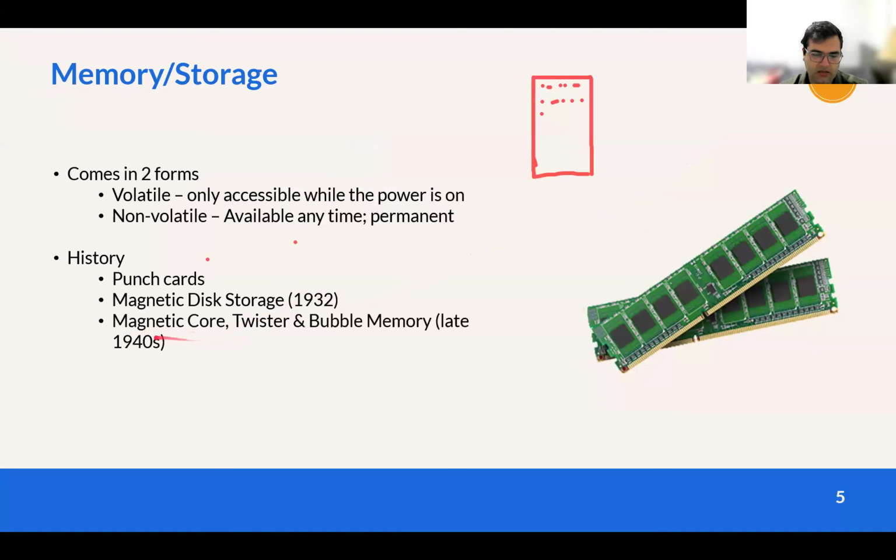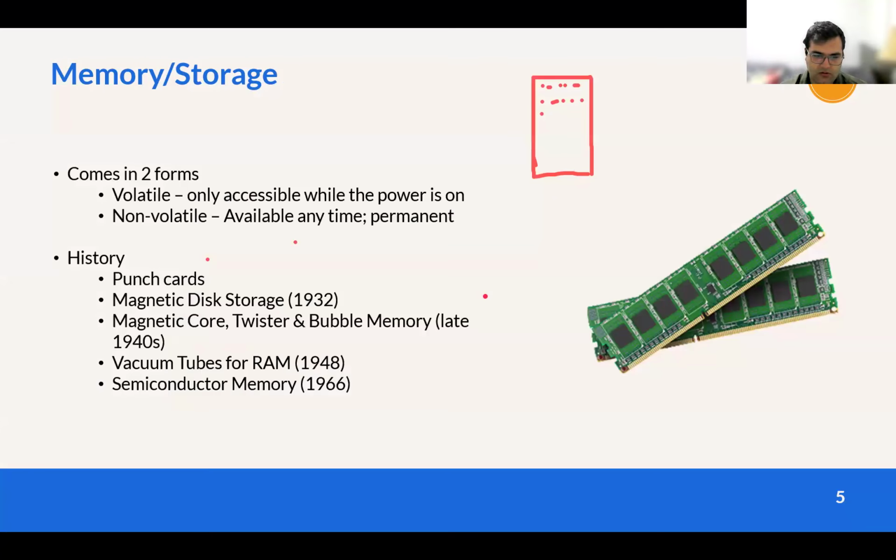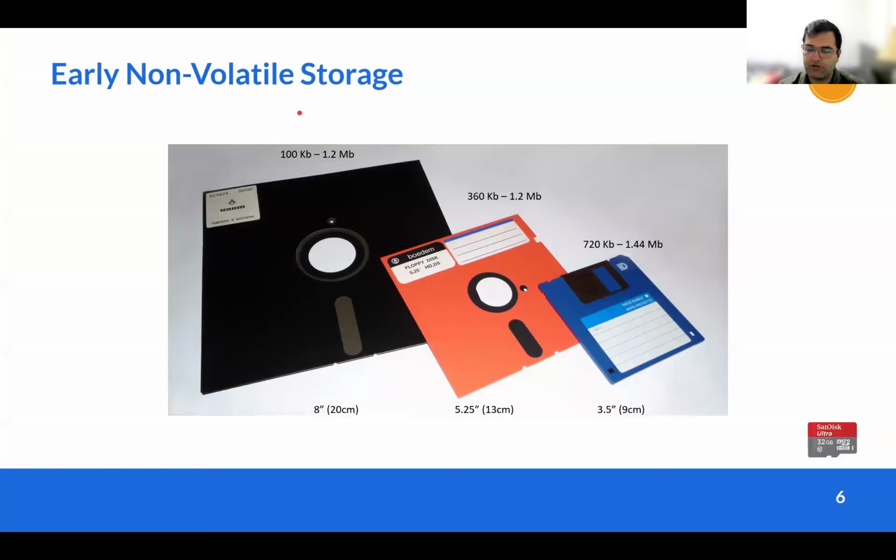Then you had the magnetic core, twister and bubble memory, and then vacuum tubes for RAM in 1948, semiconductor memory in 1966. That's this one. This one is what is it called? Short term.